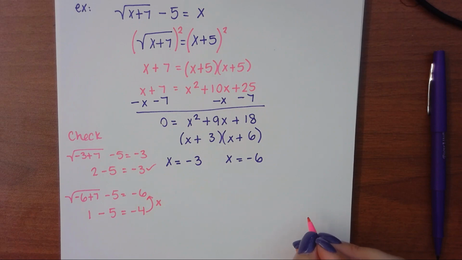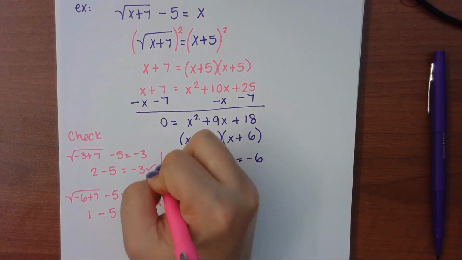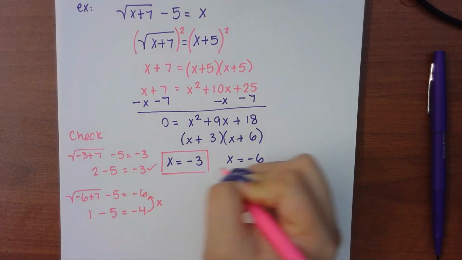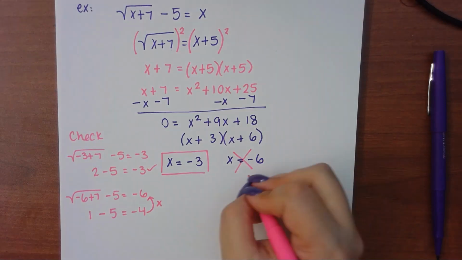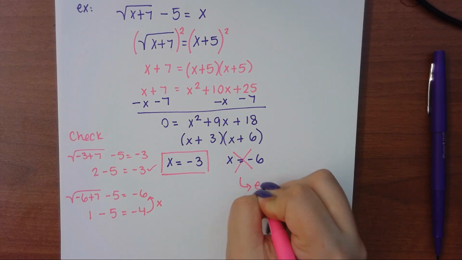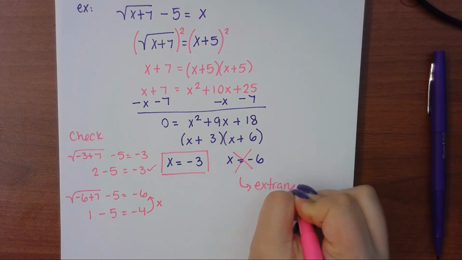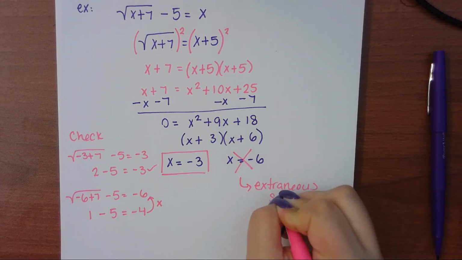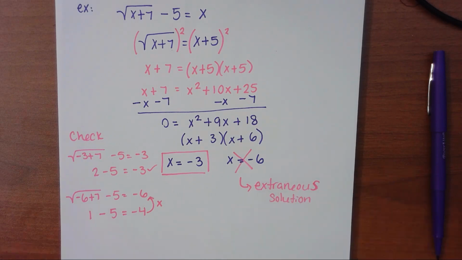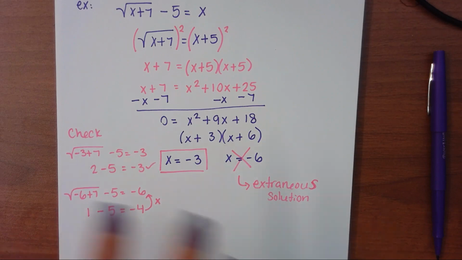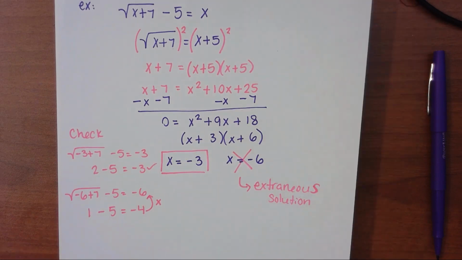Okay, so one of these solutions is true, and one of them you have to toss out. So we have to toss out negative 6. This is called an extraneous solution. The reason we call it extraneous is because it does not work in the problem. It is a solution that you get that actually doesn't exist, okay? So that is one more of these examples.